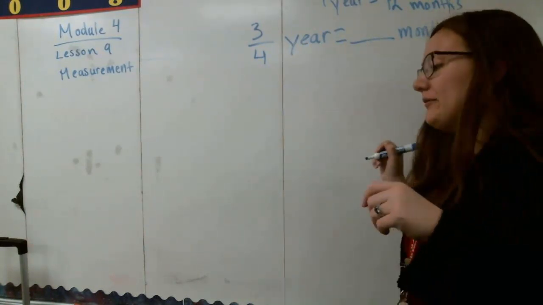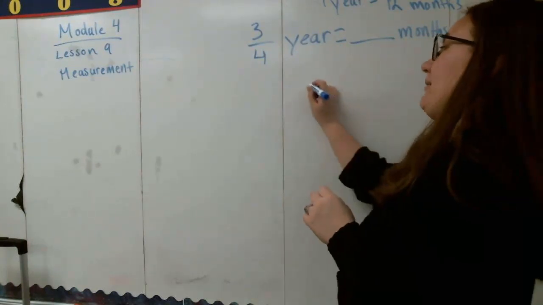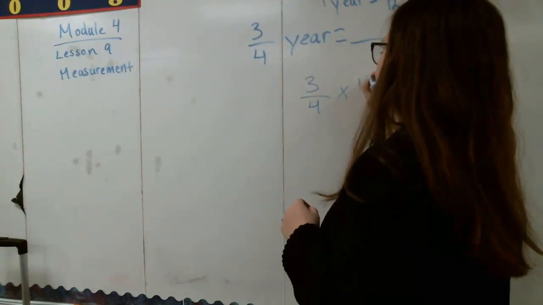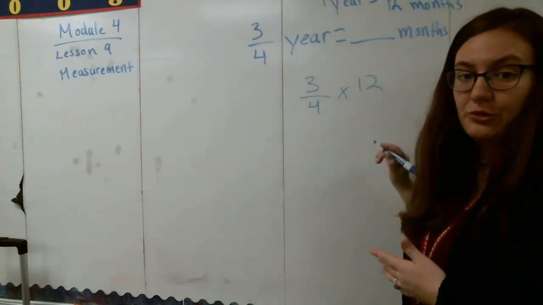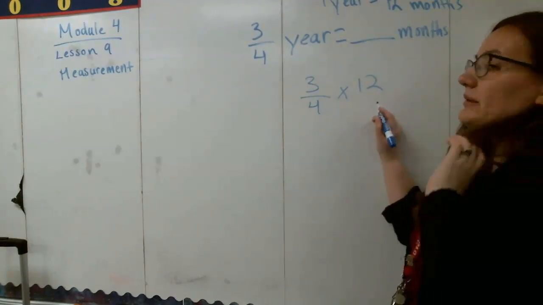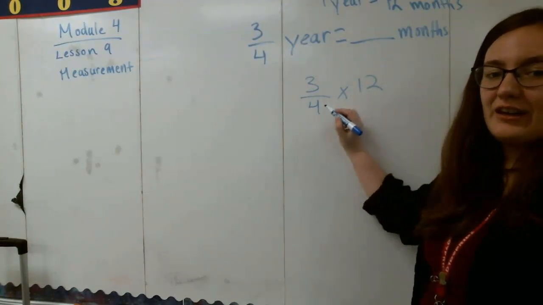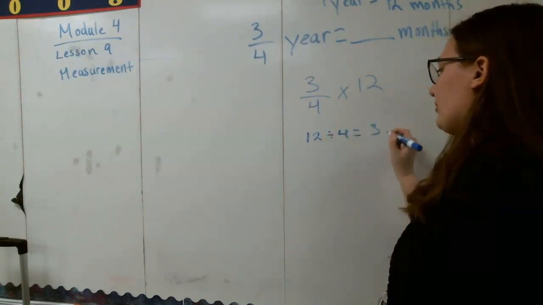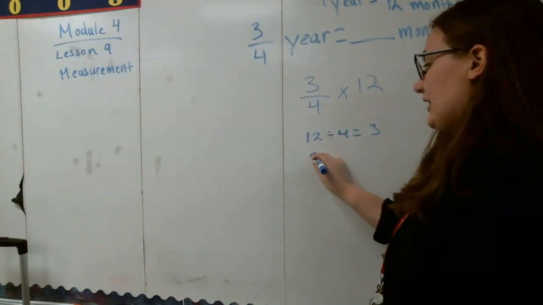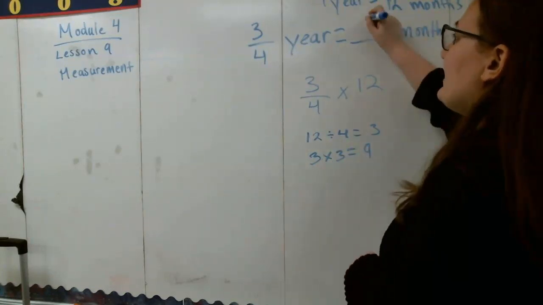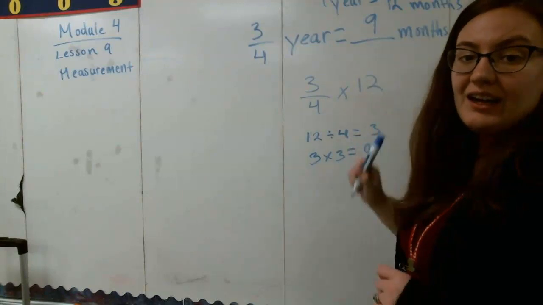This might be looking a little bit similar to our last problem then. So we have 3/4 times 12. And again, any method you want to choose to solve this problem. I'm just going to use the Mrs. O'Meara's method. So we're going to do 12 divided by 4. And that gives me 3. And then I'm going to take my answer times my numerator, and that gives me 9. So what this tells me is that 3/4 of a year equals 9 months.